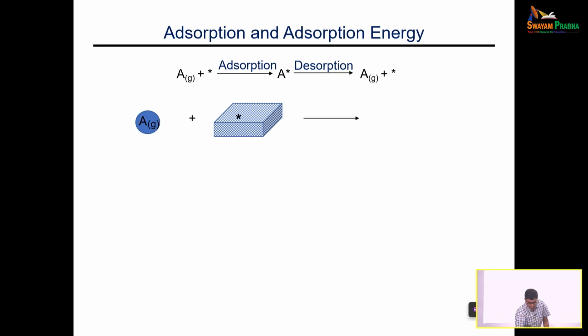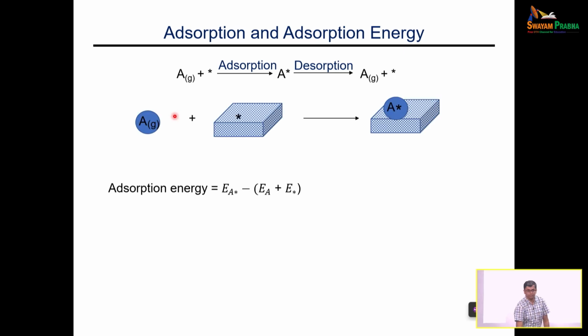So this is schematically represented, and what we do with the simulations is to try to get energies from these kinds of transformations, and this is a typical way in which the energy is captured. The adsorption energy is the difference in energy of the adsorbed species, minus the sum of energies of the individual components when they are separated. This is what we call the adsorption energy.